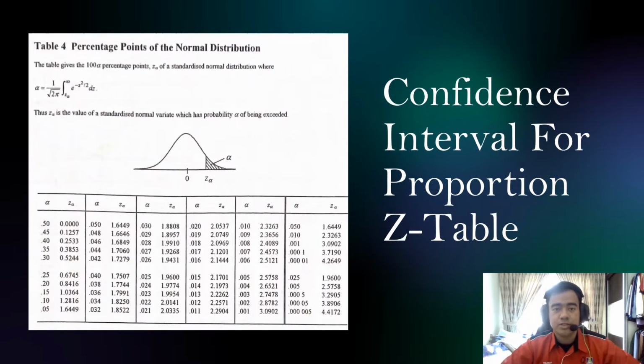In order to completely find the confidence interval for proportion, we need to use this Z table, where Z alpha.